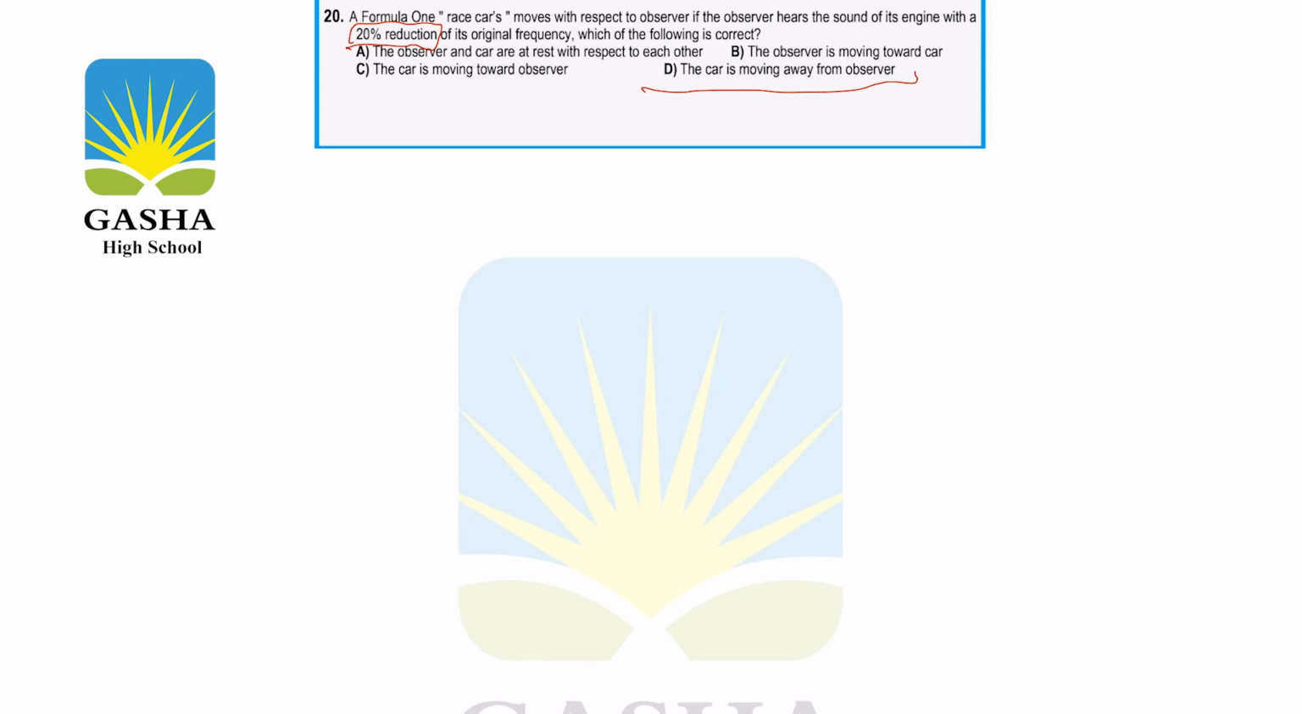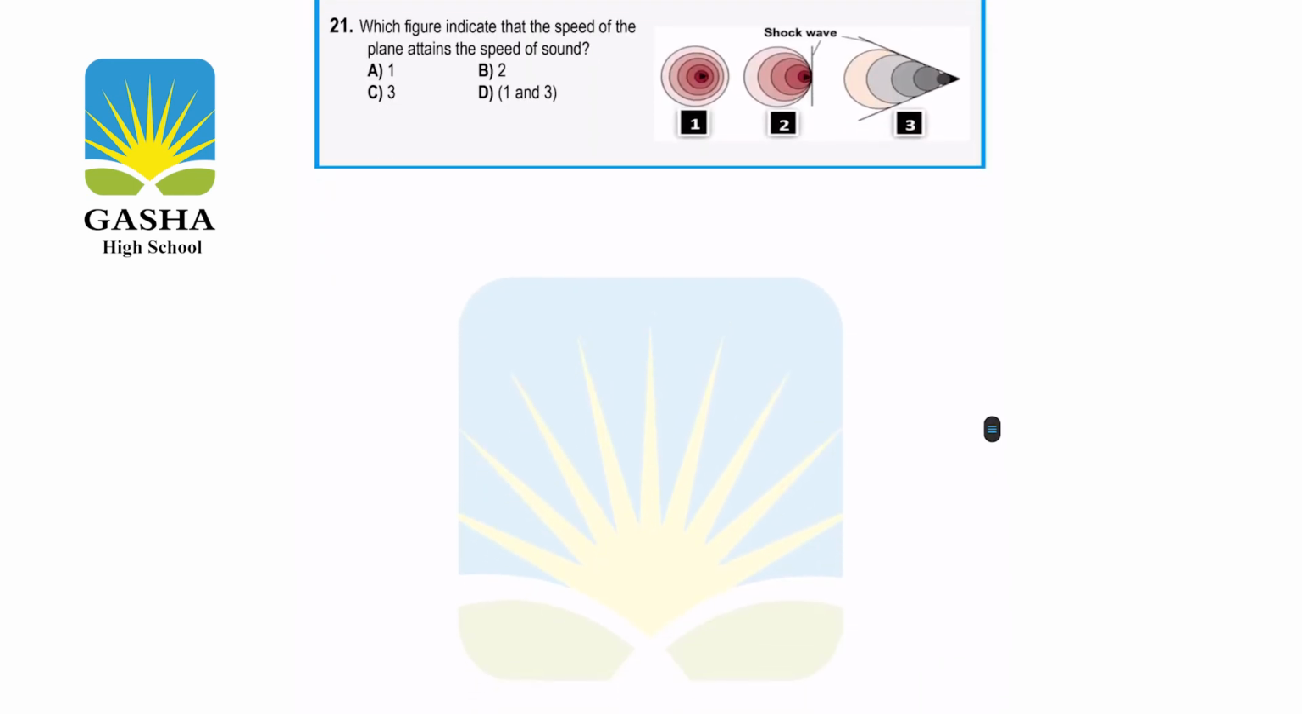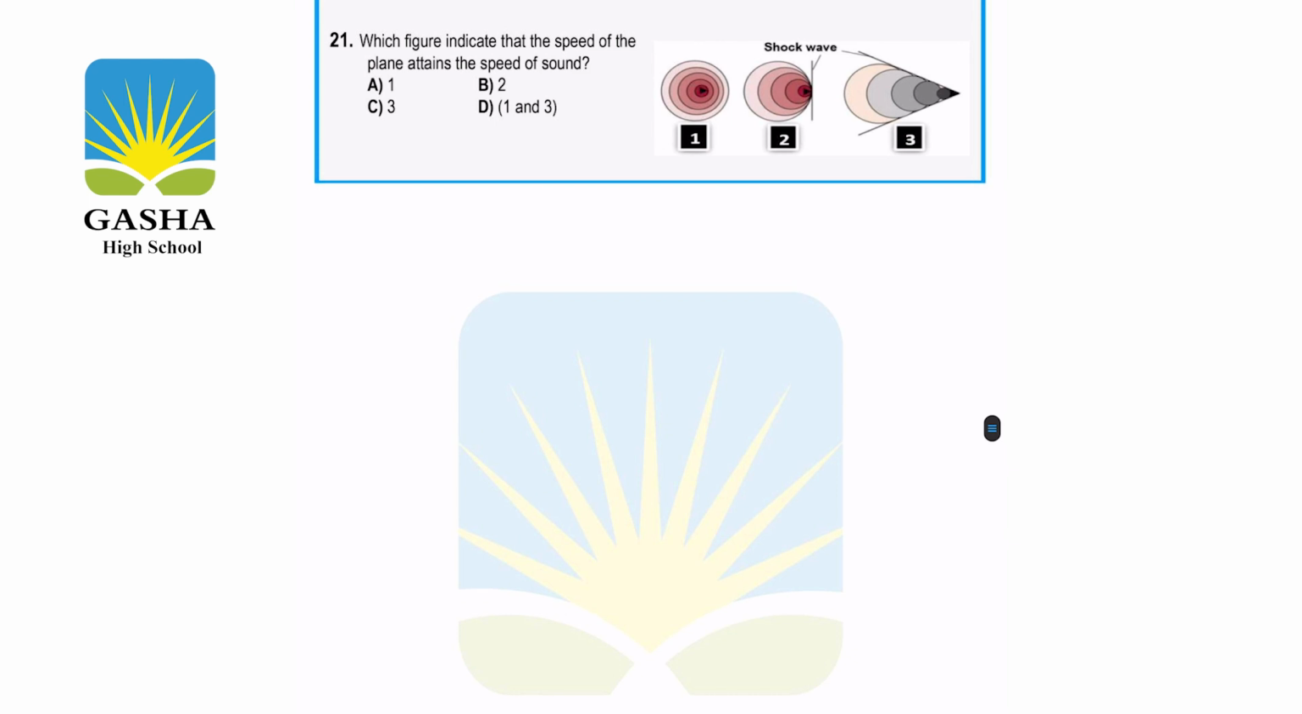Okay, so let's move on to the next question, which is question 21. In question 21, we have a figure, and it says which figure indicates the speed of the plane attaining the speed of sound. So in which of the following does the speed of the plane equal the speed of sound? We already know that when the speed of the plane is less than the speed of sound, only a disturbance occurs in the air, which is number one. In this case, v of the plane is smaller than the speed of sound.